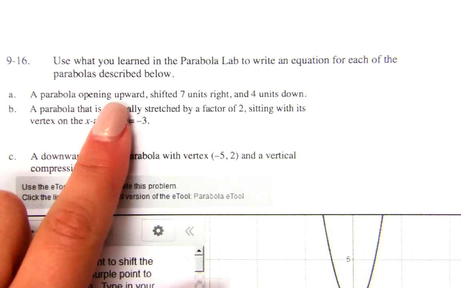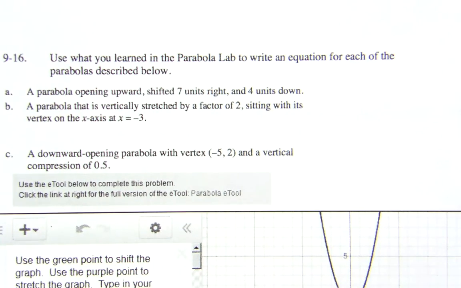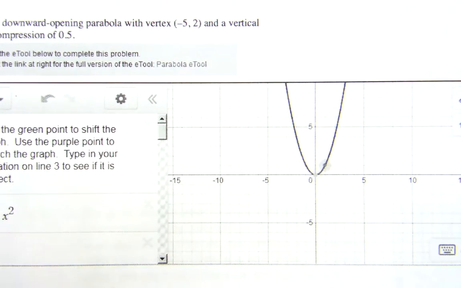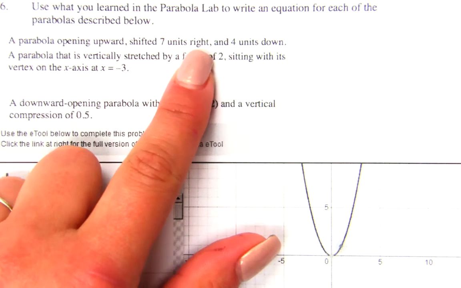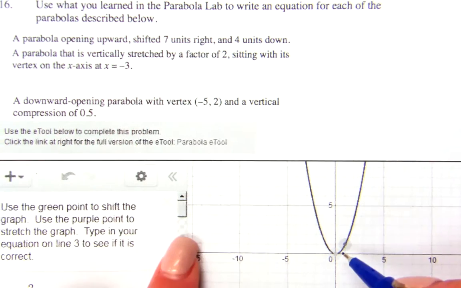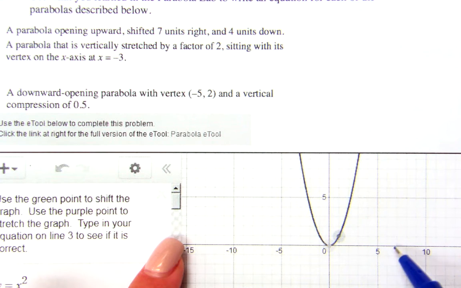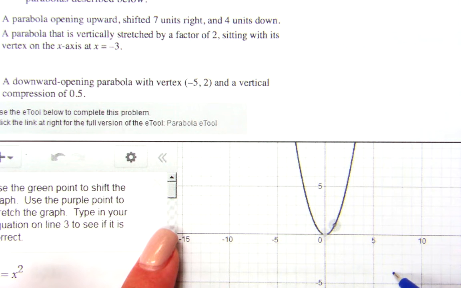Parabola opening upward, shifting 5 units to the right and 4 units down. So we're going to do that one first. There's a parent graph right there for you guys. So we are going to graph one that shifted 7 units to the right and 4 units down. So 7 to the right means I go 1, 2, 3, 4, 5, 6, 7. And then 4 units down means I go 1, 2, 3, 4. All right, so there's the vertex.